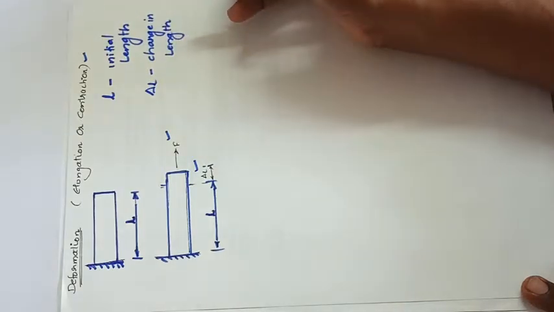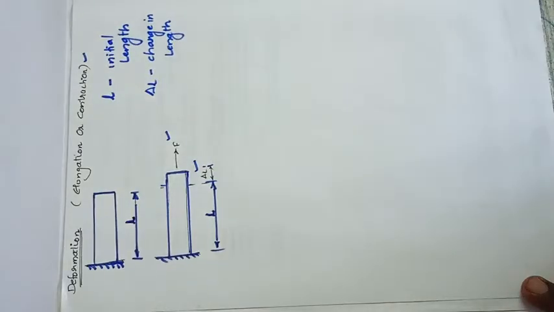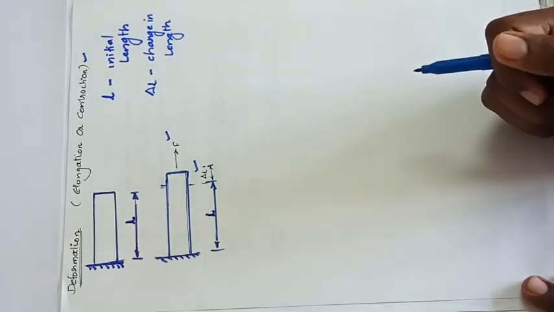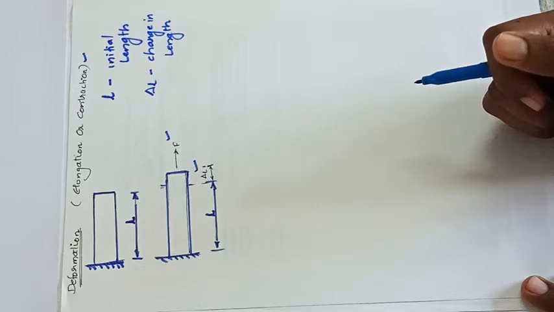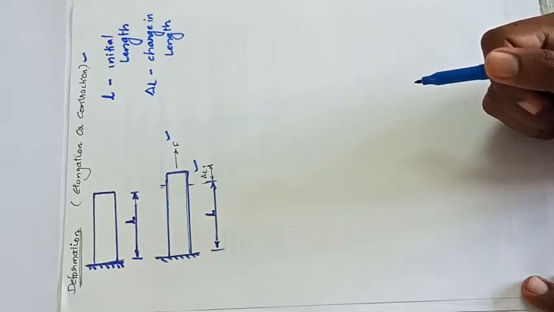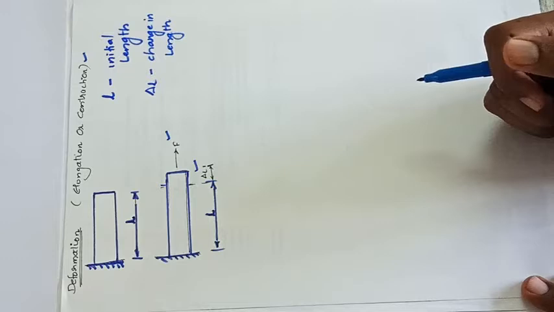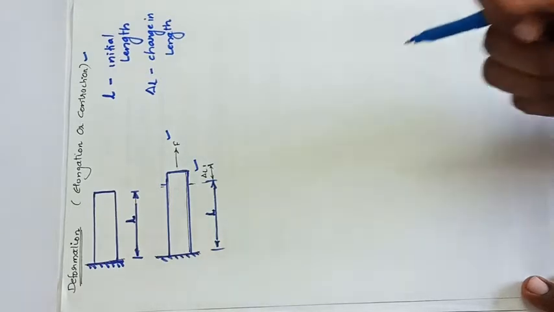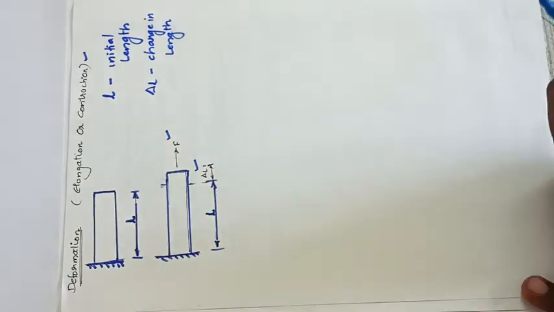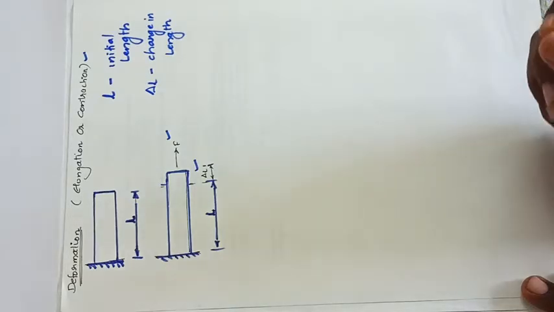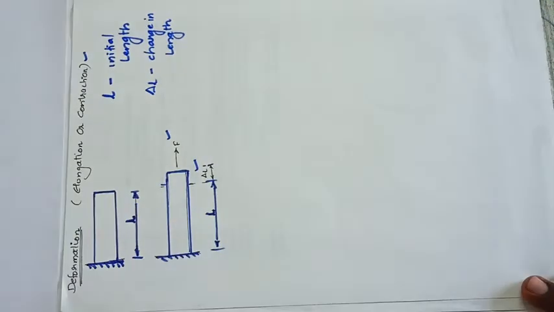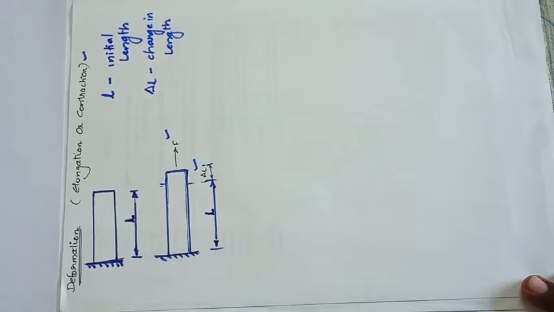In the last video I told you to take tensile force or tensile stress as positive, and compressive force or compressive stress as negative. Why? Because in the case of tensile force, there is an increase in the length, so we take the stress as positive. In the case of compressive force or compressive stress, the length decreases. For that reason there will be a negative sign.